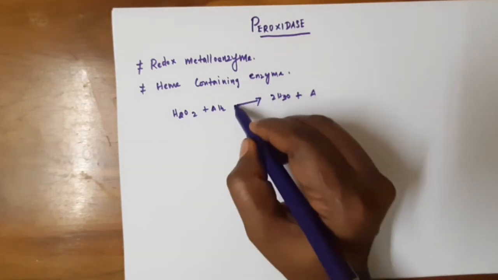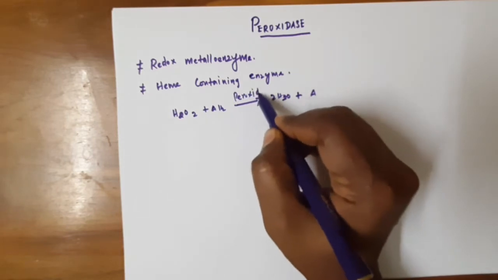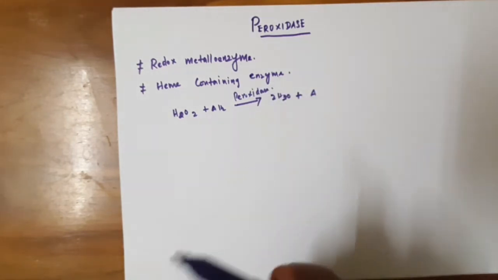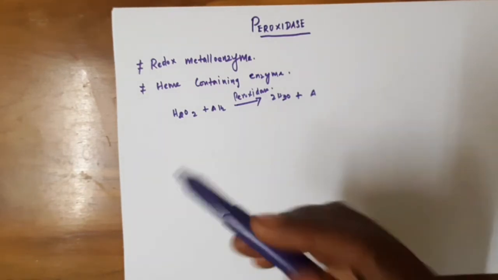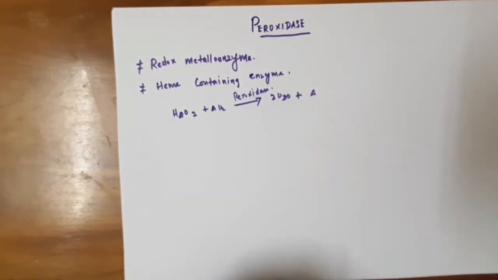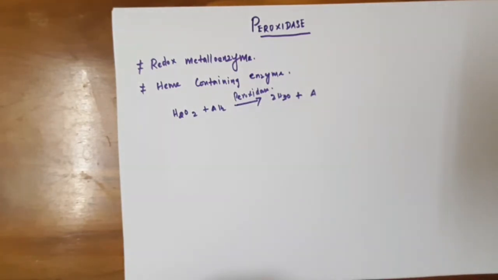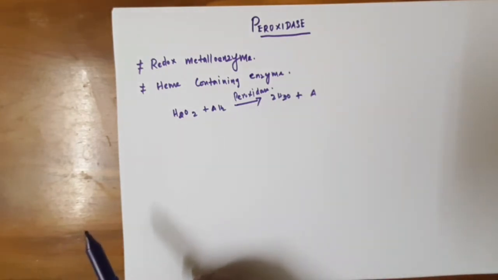So this reaction is enhanced by an enzyme called peroxidase. As we have discussed in the previous video, the catalase enzyme is used to decompose hydrogen peroxide into water and molecular oxygen. Likewise, this peroxidase enzyme is also used to decrease the concentration of hydrogen peroxide, by converting the hydrogen peroxide into a water molecule.